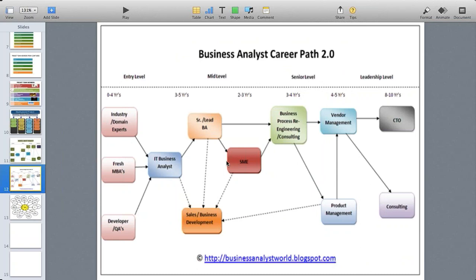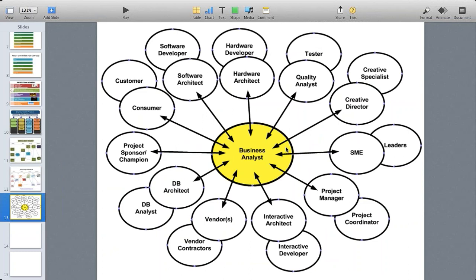The same story, a different color. Same industry domain experts, MBAs, developers. And at the end of the day, as a business analyst, it depends upon the project; you have to communicate with different people. Of course, you communicate with your testers, your SME, your project manager, correct? Because you are the one who has to explain the requirements to the technical team. In some companies, you have to communicate with vendors, database people, different people in a project. It's not in all projects. It depends.